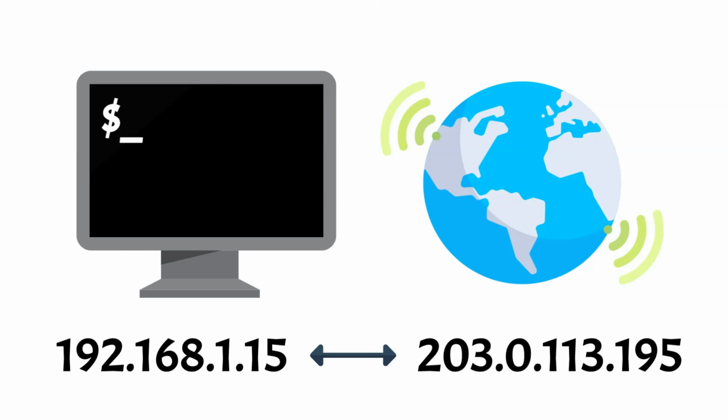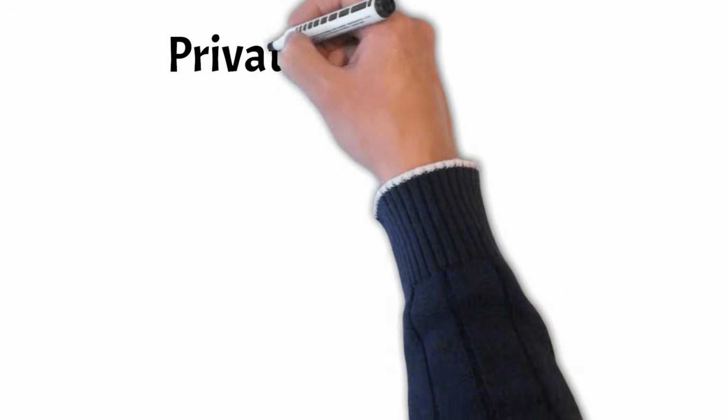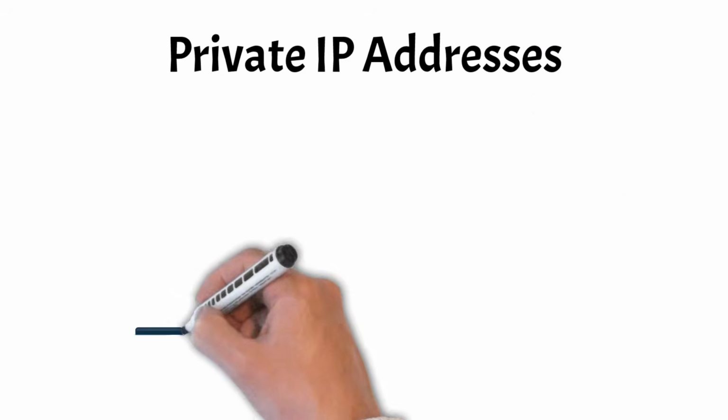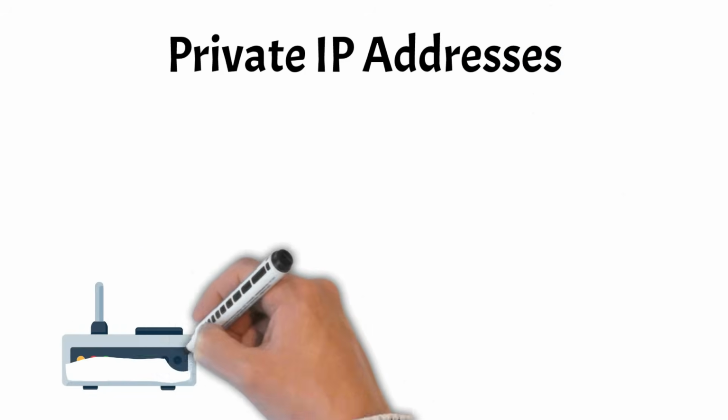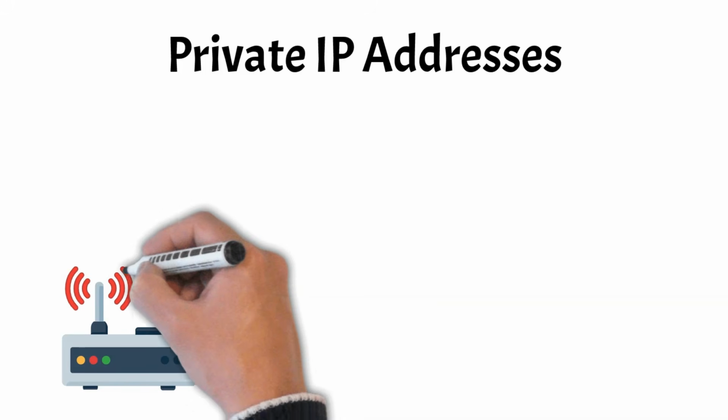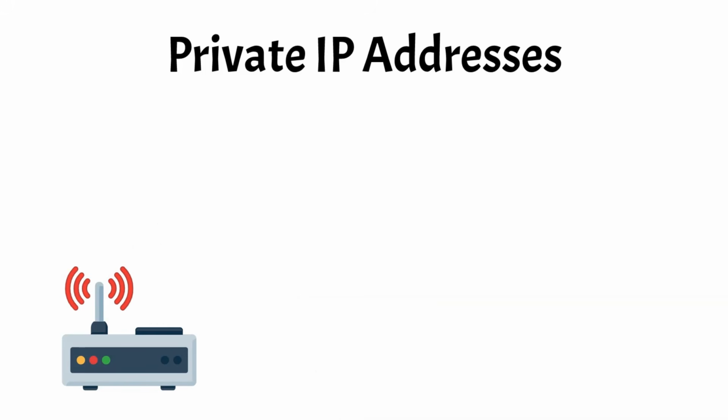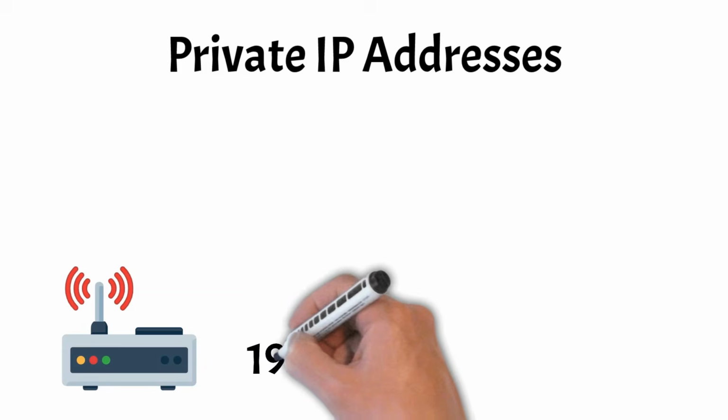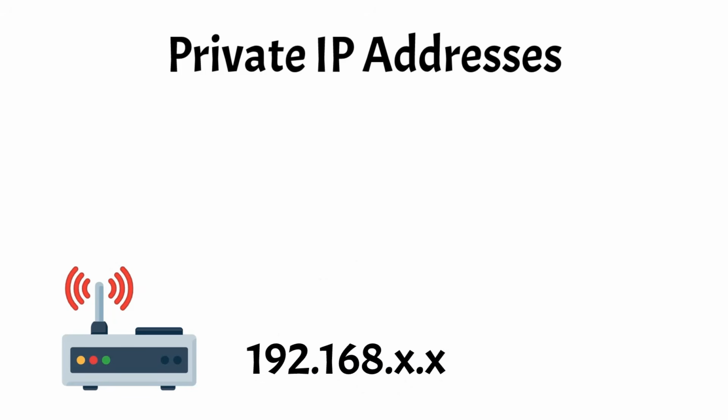So let's jump right into it. A private IP address is a local identity assigned to a device inside a private network, like your home or office. You can think of it like a room number inside an apartment building. It tells devices on the same Wi-Fi where to find each other, typically using addresses that start with 192.168.